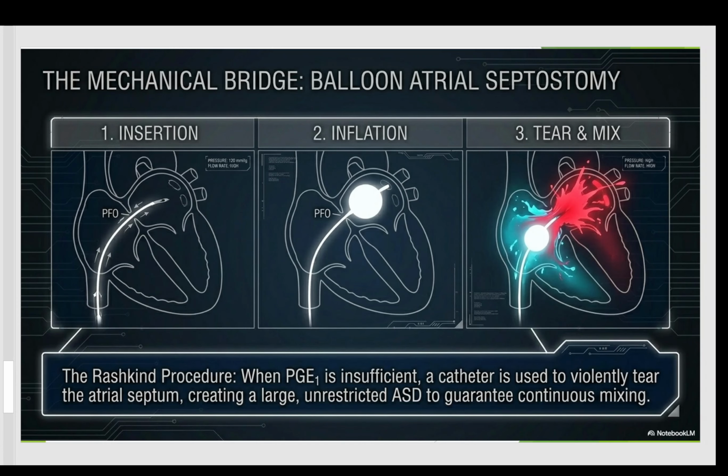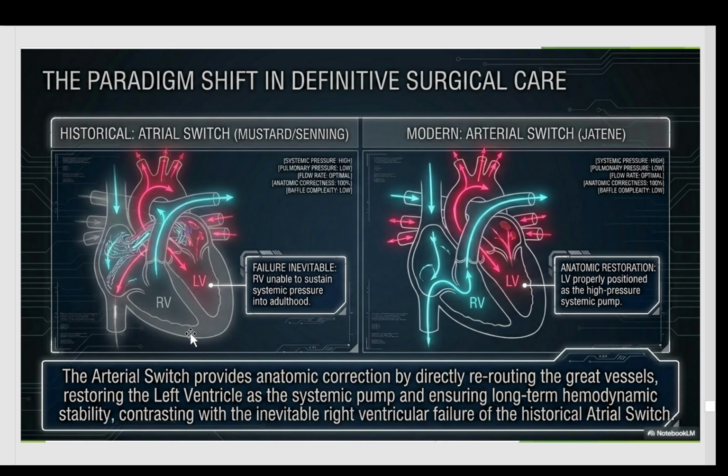Many MCQs are coming in NEET PG exams, and this is the name of the procedure, the Rashkind procedure, where an atrial septostomy is created artificially. And then the atrial switch operation or the arterial switch operation is done, which are the major procedures. The atrial switch is obtained by the Mustard or Senning procedure. The arterial switch, that is the reconnection of the arteries to the ventricles, is known as Jatene's procedure.